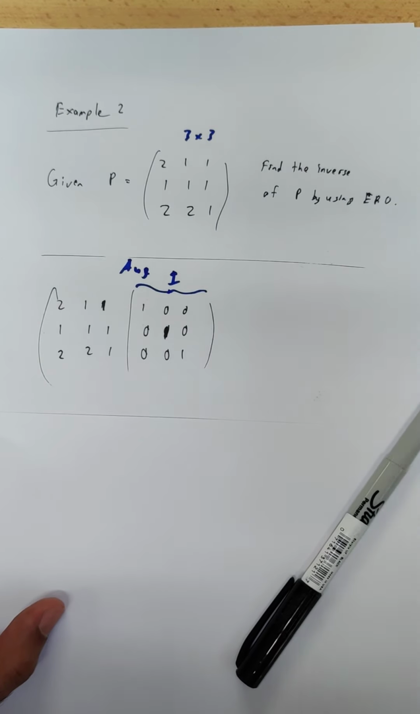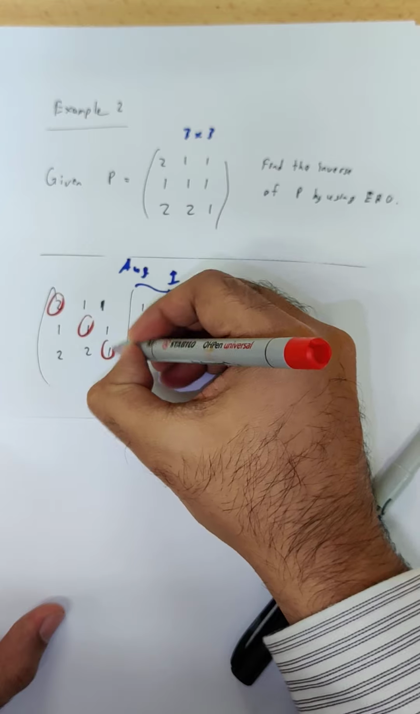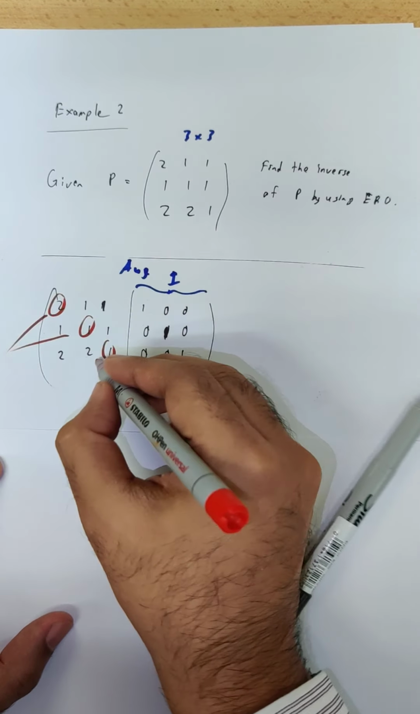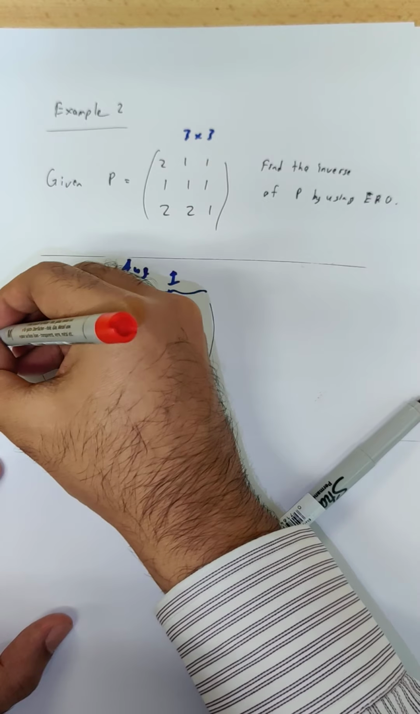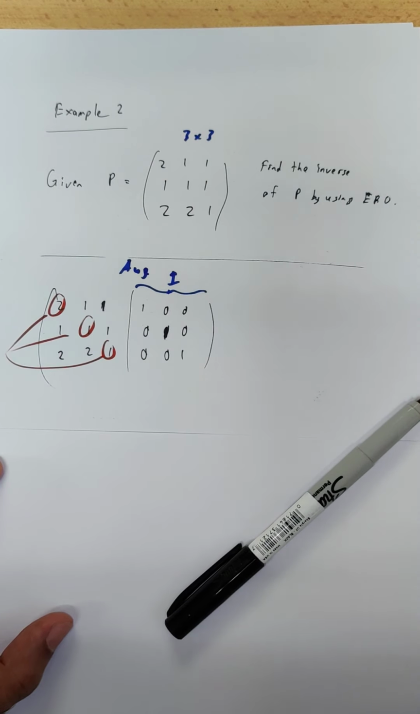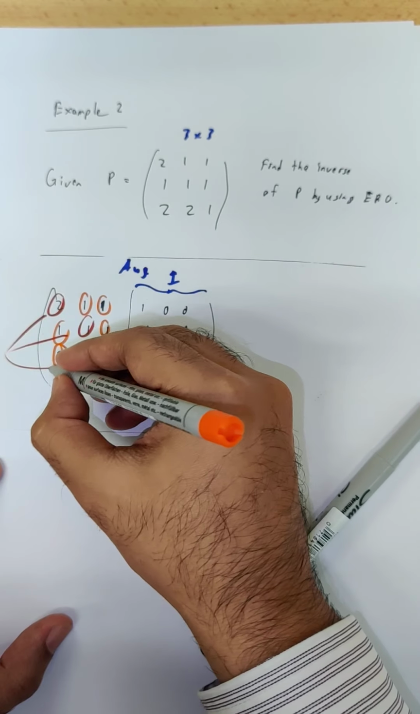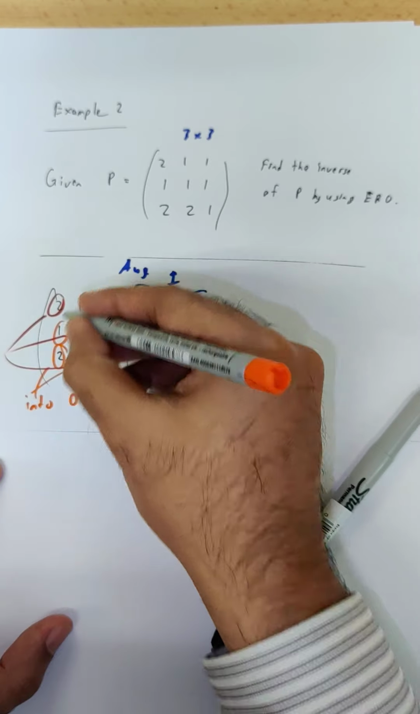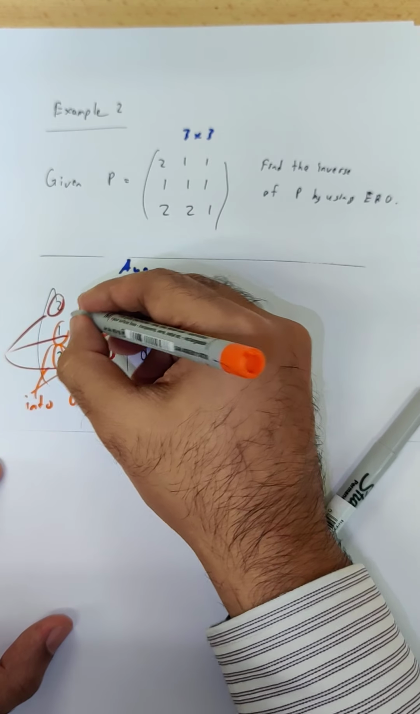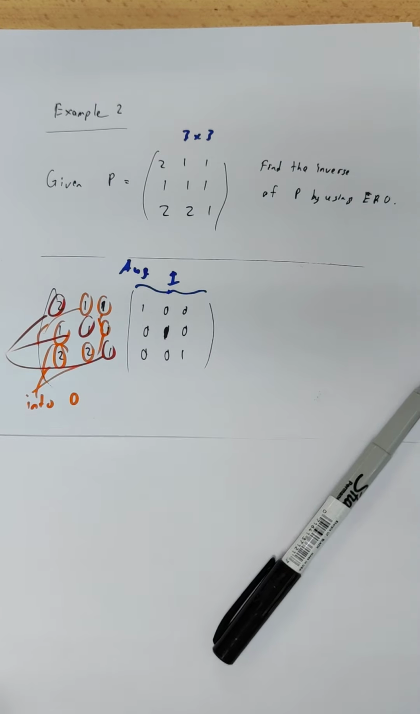The strategy is still the same, but this time you would like to make this one into 1, and the others, like 1 1 1 2 2 1, you want to make these into 0, or the orange into 0. Okay, got the idea. So let's begin.